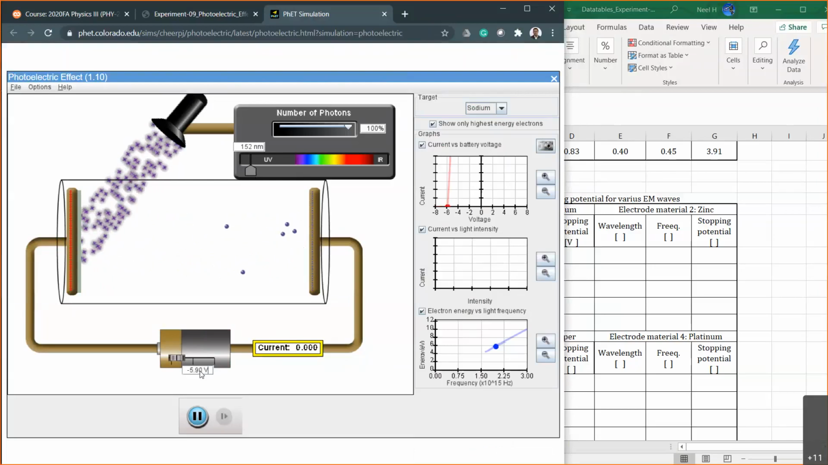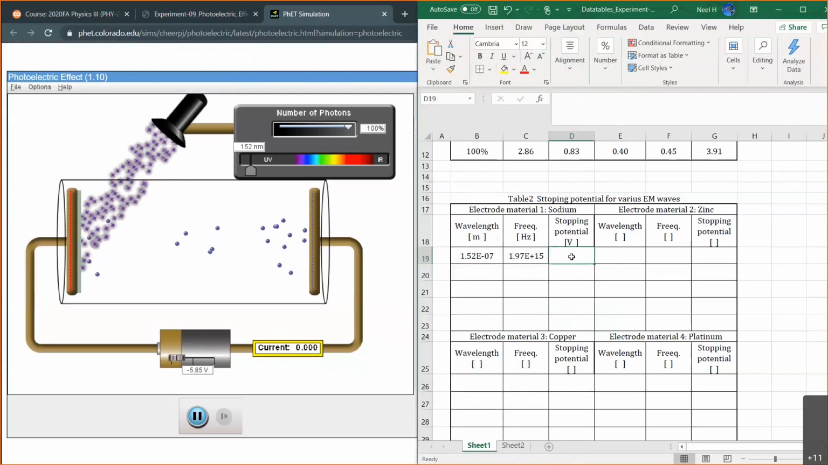5.09 is 0, which means 5.8, 5.7, 5.85 is already 0, which means 5.83. There's a number, 5.84. 5.85 is 0. Okay, so the stopping potential for the UV light with the wavelength of about 152 is about 5.85. Okay.